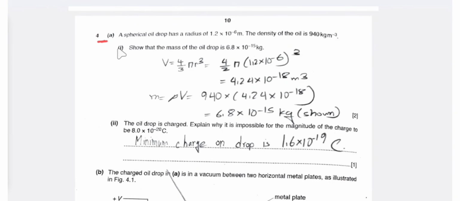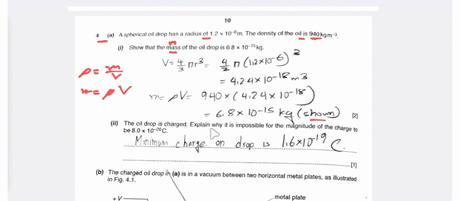We have been given the radius and the density. Now show that the mass, so we need to find the value of mass. By using the radius, we can calculate the volume. That is, volume is equal to 4 by 3 pi r cube, that is 4 by 3 pi and radius cube. So we get the value of volume. Now density is equal to mass by volume, so mass is equal to density into volume. We know the density that is given and the volume that we have calculated. So we get this value of mass as shown in the question.